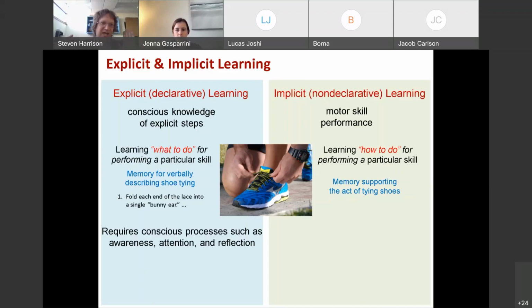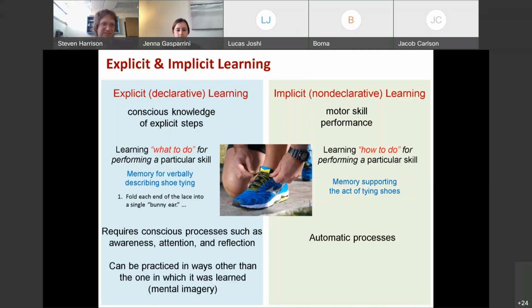Okay, so let's think about the qualities of these two distinctions. On the one side, explicit learning is going to require conscious processes such as awareness, attention, and reflection. And on the other side, as I've been hinting at, is requiring automatic processes. With explicit learning, you can practice in ways other than actually doing the task. So we're going to be talking about mental imagery and the role of mental imagery in learning and practice.